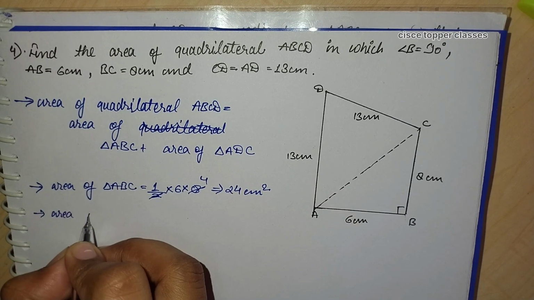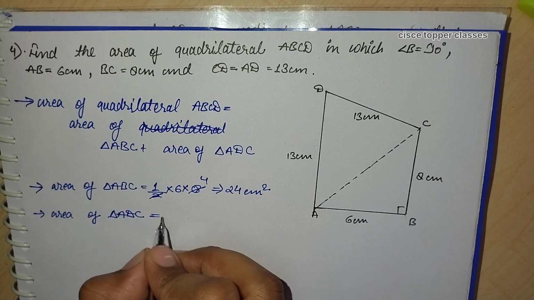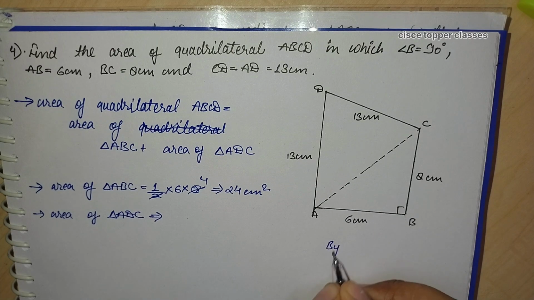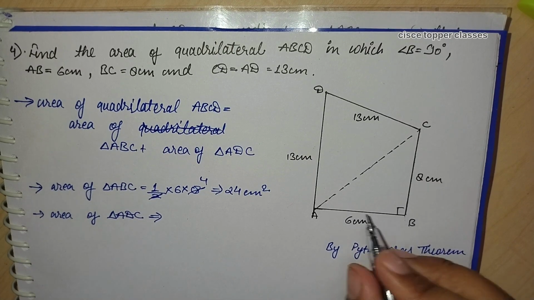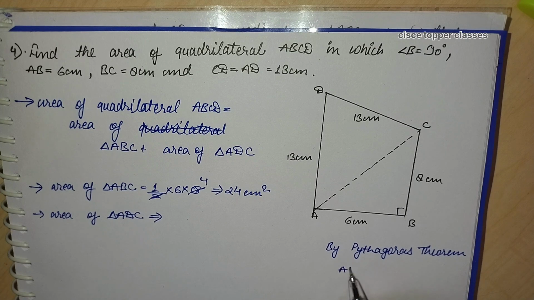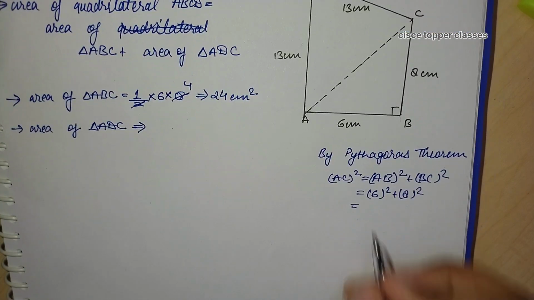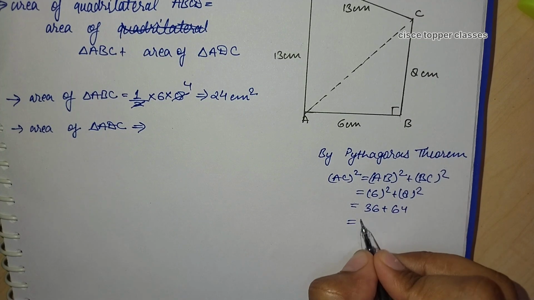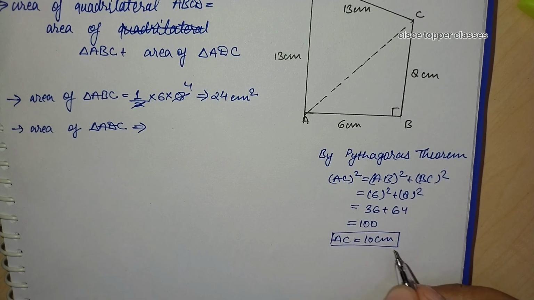Now we have to find the area of triangle ADC. For finding this, firstly we will apply Pythagoras theorem to find the value of AC. So AC square is equal to AB square plus BC square. Put the value: 6 square plus 8 whole square. So here we can write this as 36 plus 64 equal to 100, which means AC is equal to 10 centimeter. So this is 10 centimeter.